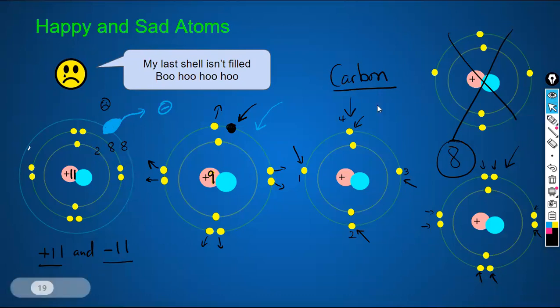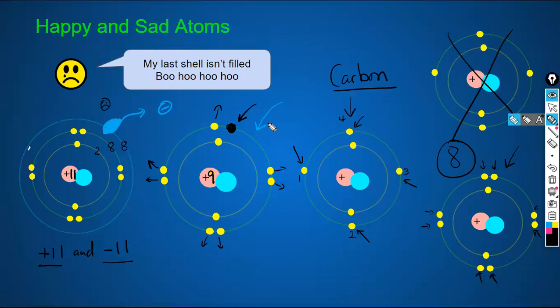Oh, just one thing I wanted to say. I know I said it already, right? But whenever atoms lose electrons, they become more positive. When atoms gain electrons, because electrons are negative, they become more negative. Okay? All right.